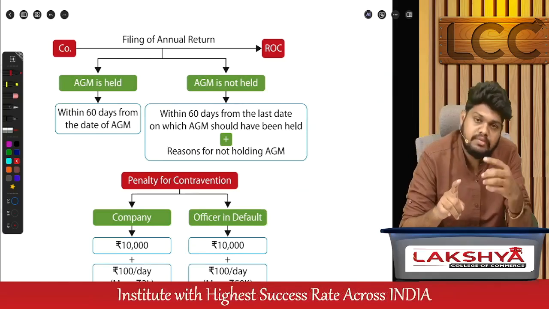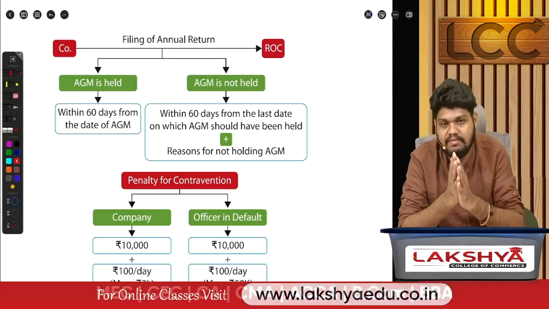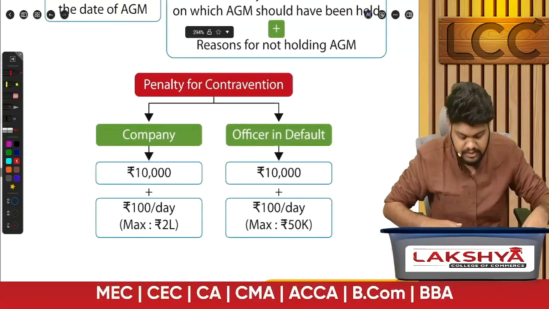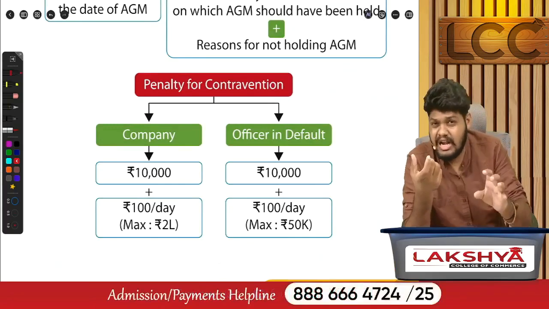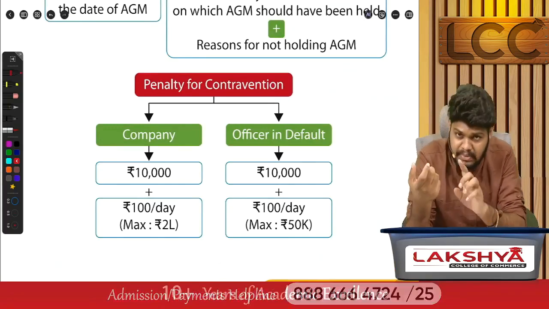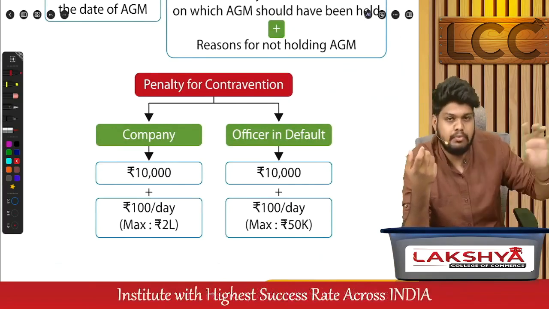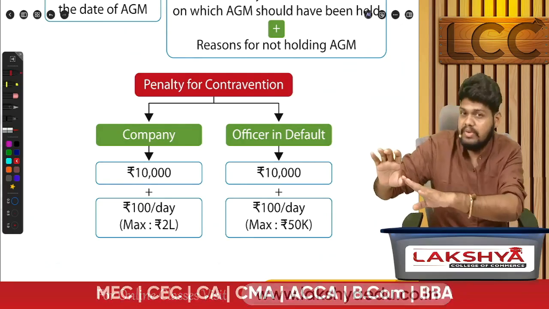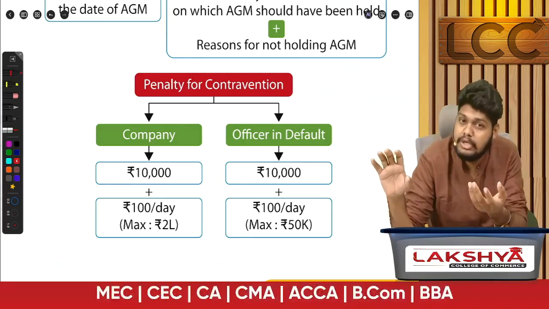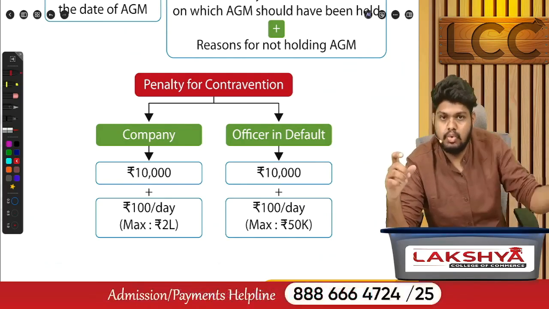If the filing of such annual return has been defaulted, that means it is not filed within the 60 days respectively, then they will be imposed with penalty. A special type of penalty here, the company and the officer in default. Company: a static penalty of 10,000 plus rupees 100 per day, subject to a maximum of 2 lakhs. Understand this? 10,000 is separately imposed. Then on top of 10,000, I'm going to impose a continuing default of rupees 100 per day, but subject to a maximum of how much? 2 lakhs.